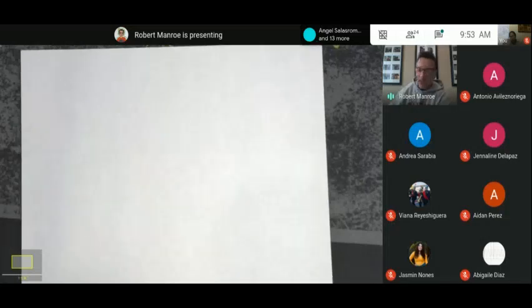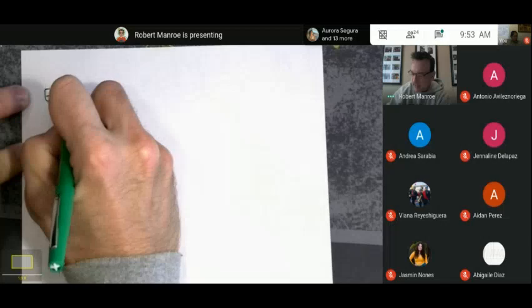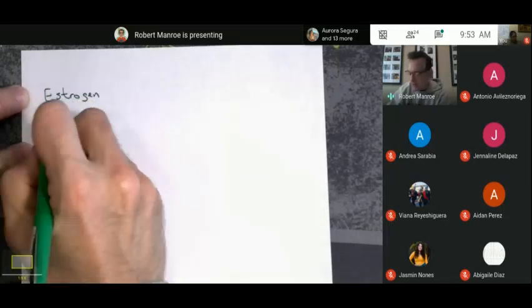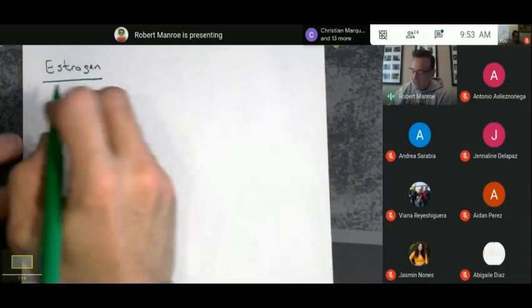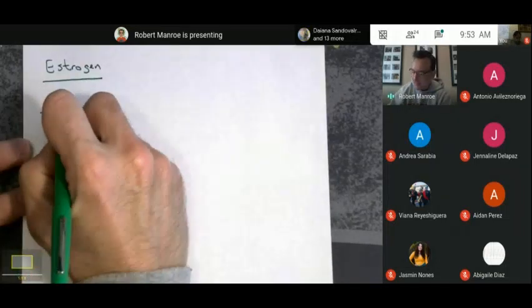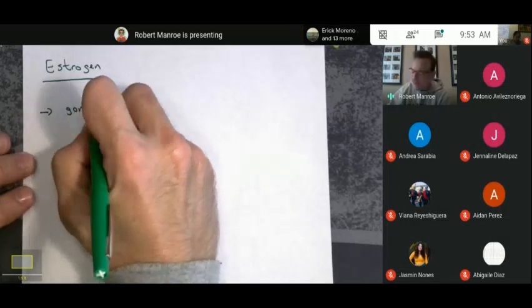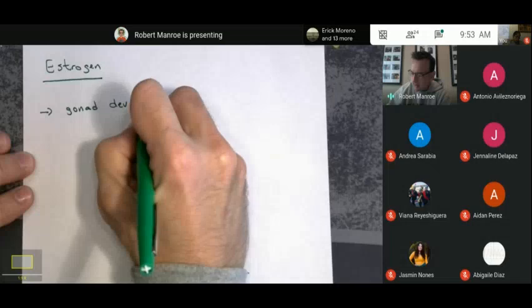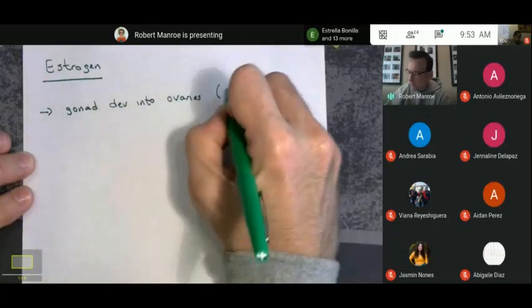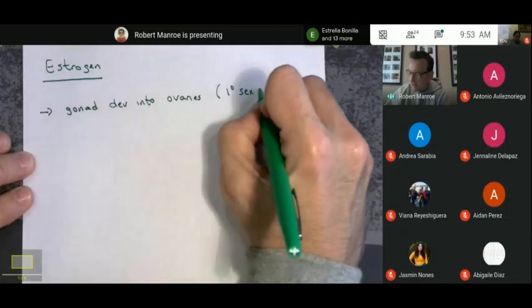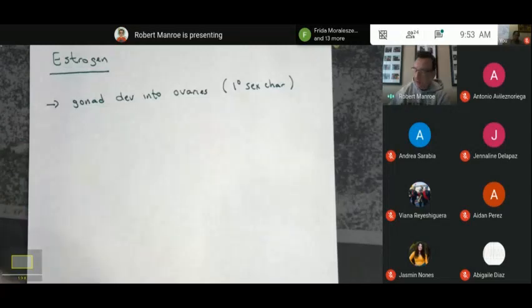All right. So from testosterone is estrogen. Of course, each of these systems always has the opposite, always has the antagonist. And so estrogen is the opposite of testosterone. This causes the gonads to develop into ovaries. And of course, ovaries are a primary sex characteristic because they determine your fertility, right?